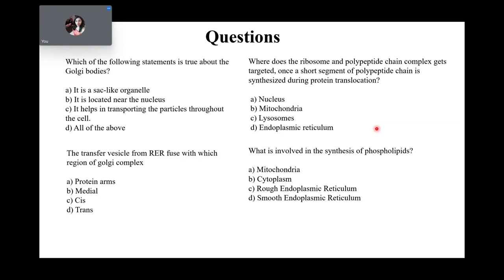after the synthesis of the polypeptide chain, they are targeted to the endoplasmic reticulum because they have to move out from the nucleus. And as we have discussed this already, from the rough endoplasmic reticulum, if a transfer vesicle is coming, it fuses at the cis terminal of the Golgi complex. And if there is a synthesis of phospholipids, it is generally in the smooth endoplasmic reticulum. Okay.